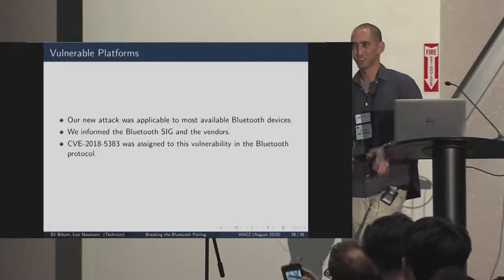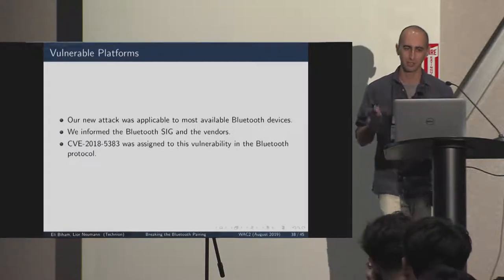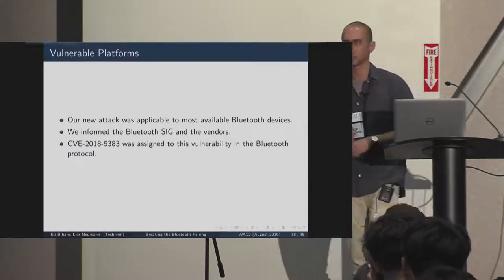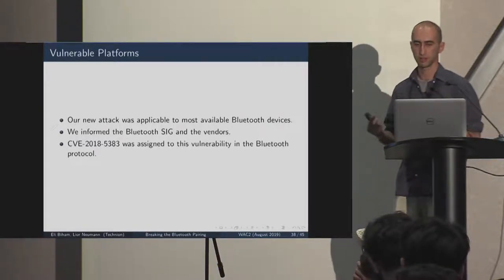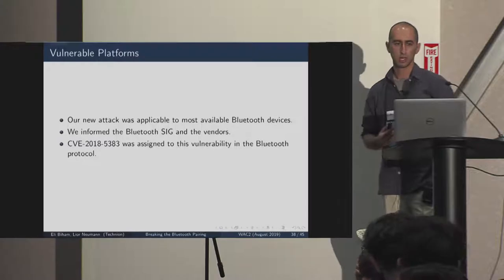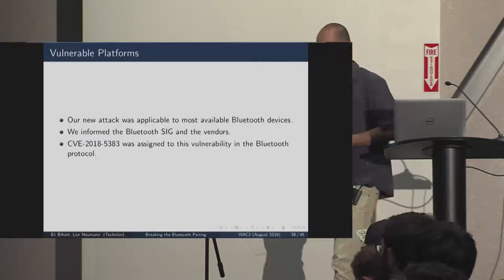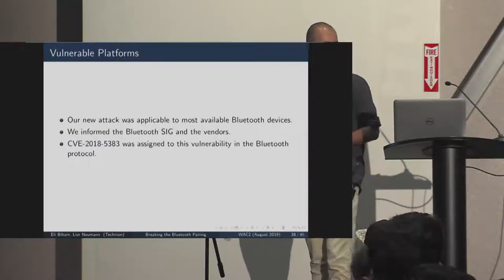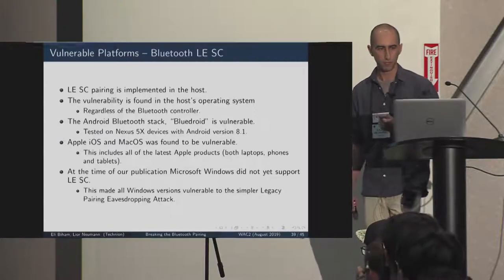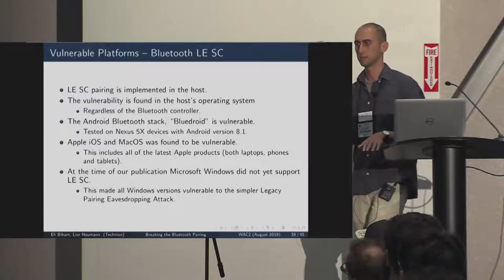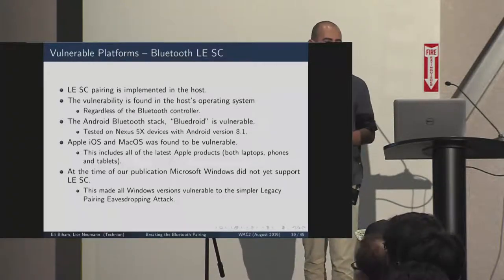All right, now, as with all the other presentations, we will move on to the disclosure part and the testing of vulnerable devices. So we've tested a lot of vulnerable devices from multiple vendors. First, we informed the Bluetooth Special Interest Group, which is responsible for the standardization of Bluetooth. A CVE was assigned to this vulnerability. And then we started hunting implementations and checking whether they're vulnerable or not.